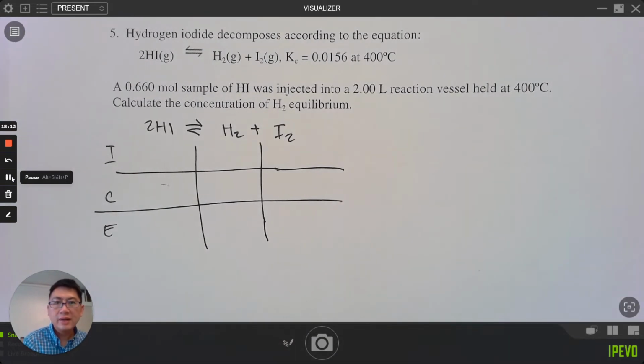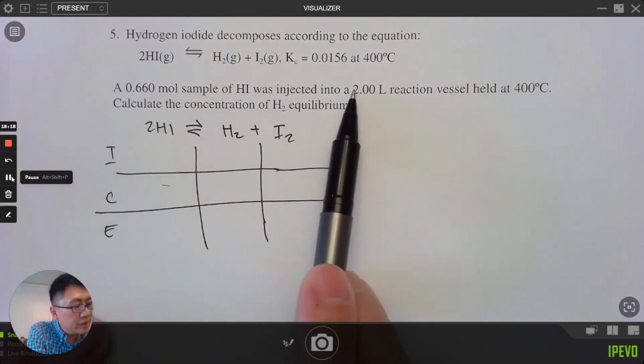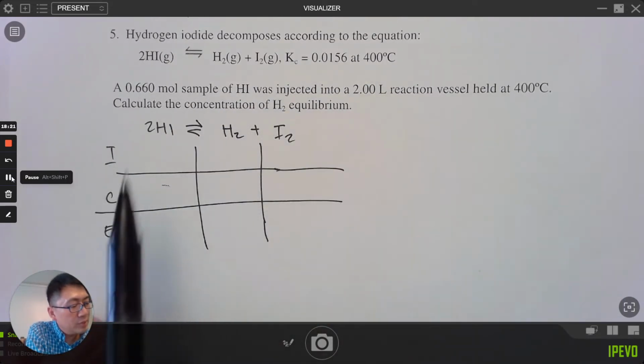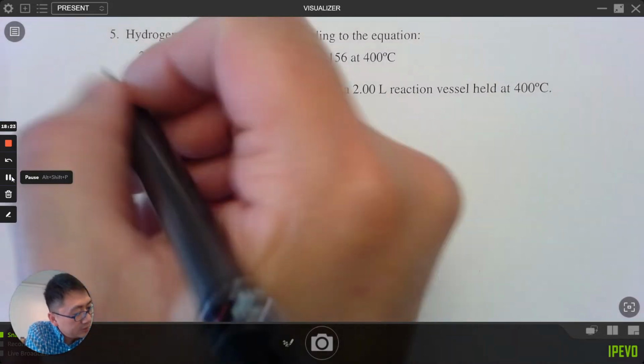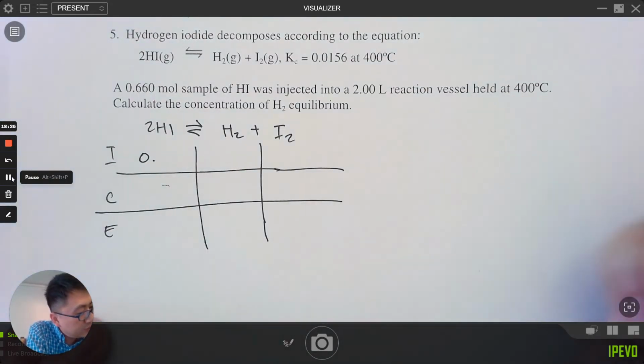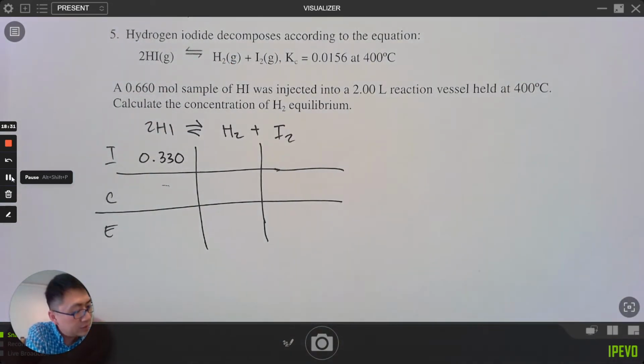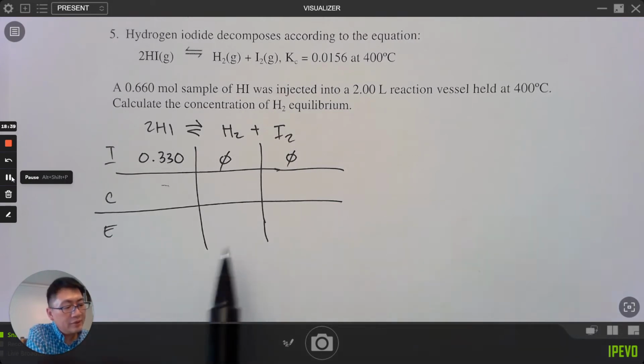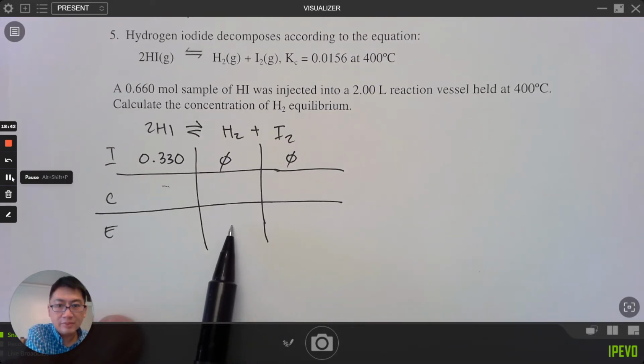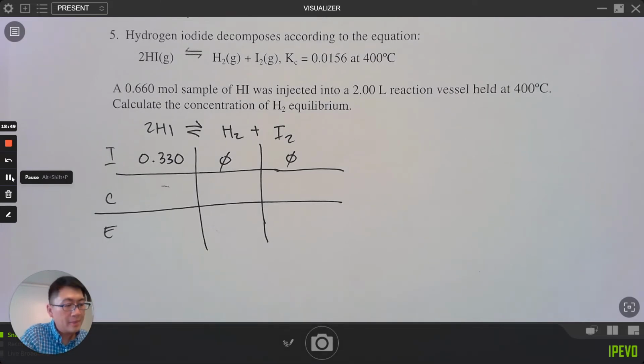Okay, what do I know? Well, I kind of know the molarity of this thing. I have 0.66 moles of HI in a 2-liter container. Molarity is moles divided by liters. I'm not showing that work. 0.660 divided by 2 is 0.33. That's the initial amount of HI, and I got nothing else in the container. At the end, I do want to find the equilibrium amount of the hydrogen. So whatever it is in that box is what the question's asking.